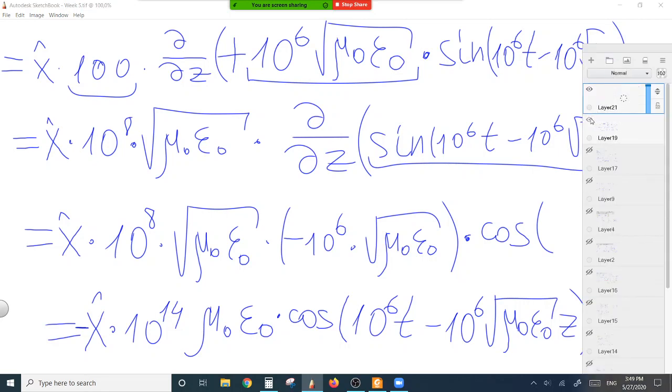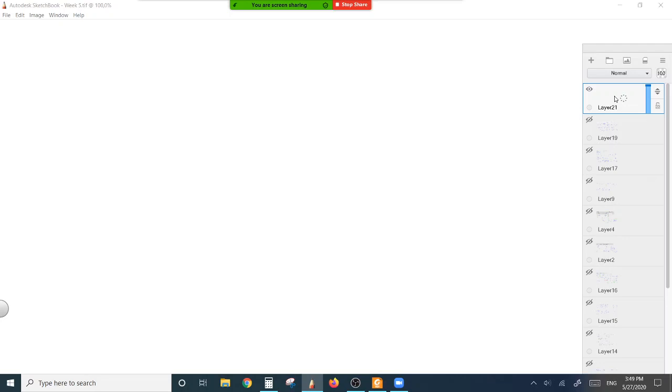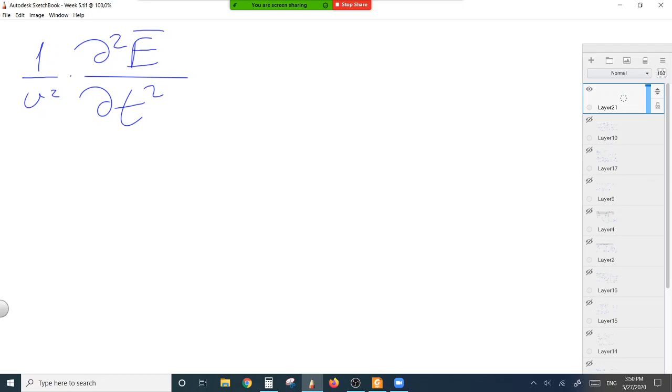similarly, you need to calculate in a similar manner the 1 over v squared multiplied by d squared E over dt squared.